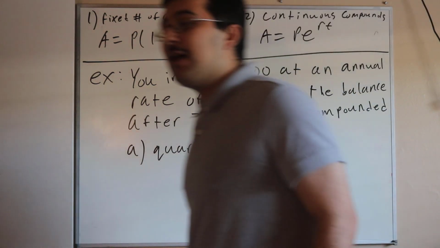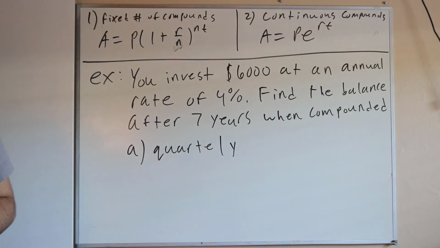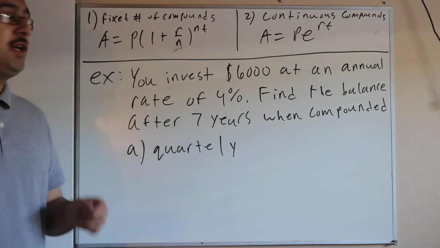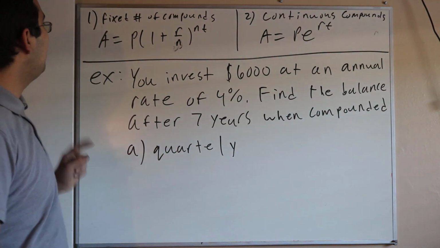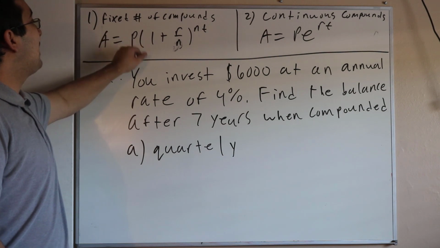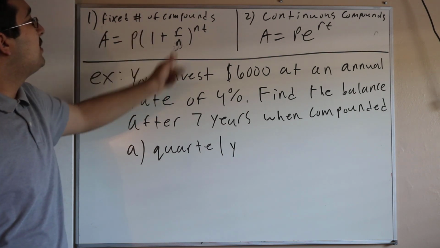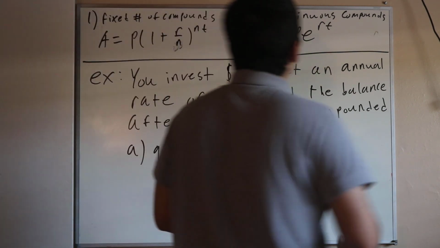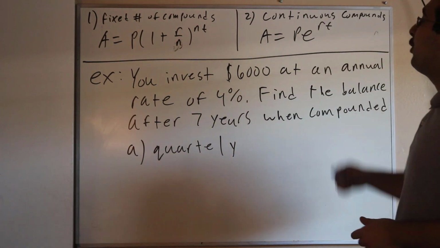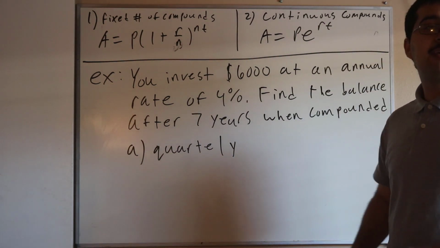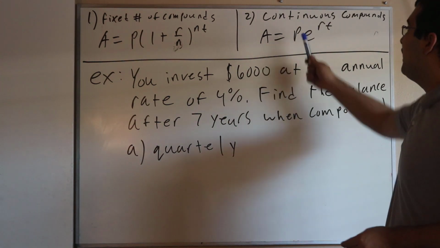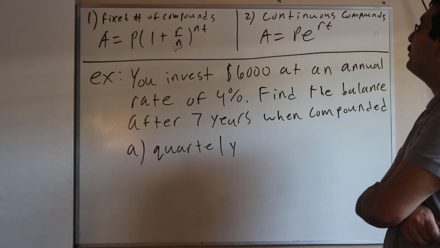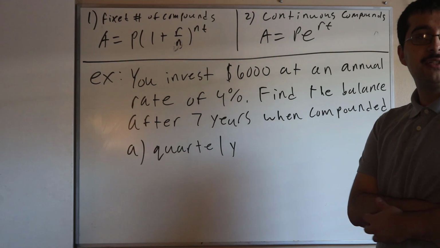Okay, right, so we've now established our two formulas for compound interest. They're used in two different scenarios. If we have a fixed number of compounds in a year, then we use the first equation, which is that A equals P times (1 plus r over n) to the power of nt. Now, the other formula is when we have an unfixed number of compounds, or in other words, where we let ourselves compound continuously in a given year. In that case, we use the formula A equals P times e to the power rt.